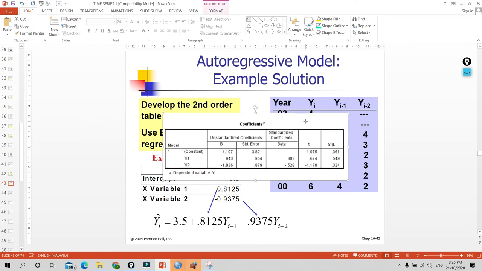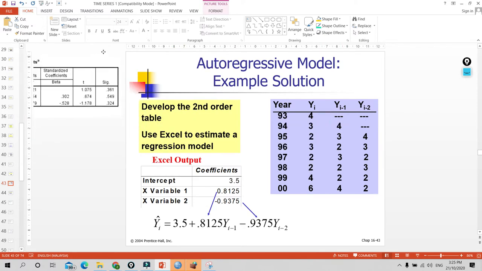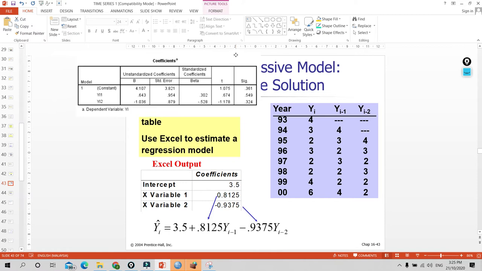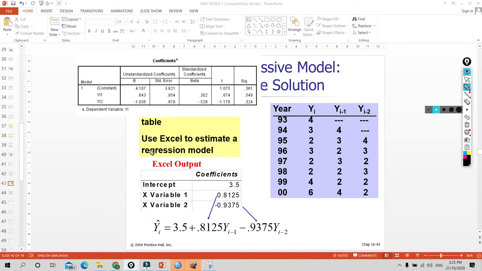Okay, this is my result. By looking at these results, we can write the regression model here. It is equal to... something wrong with the data here.